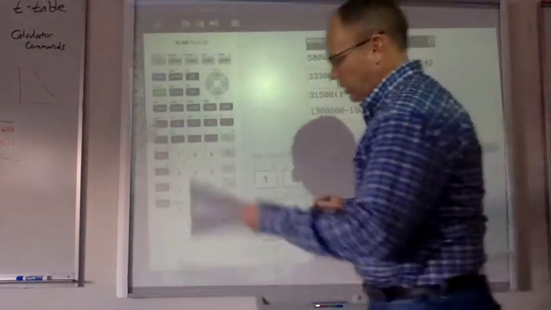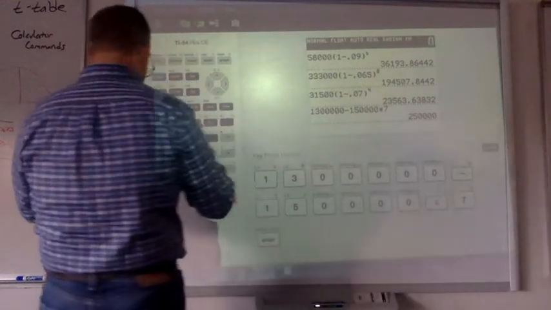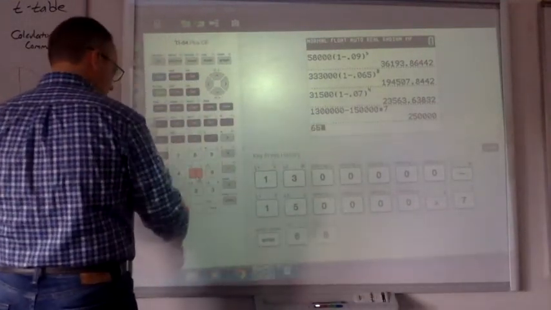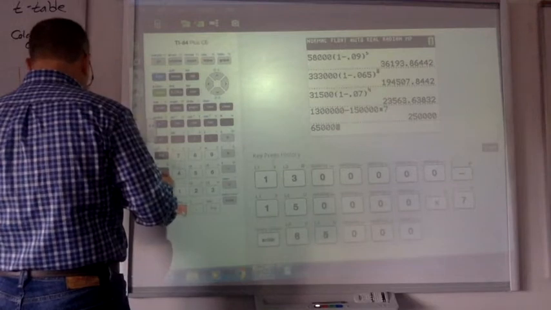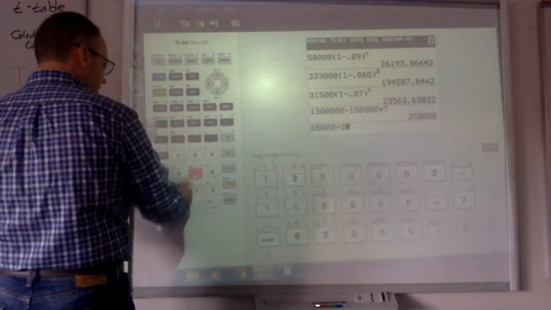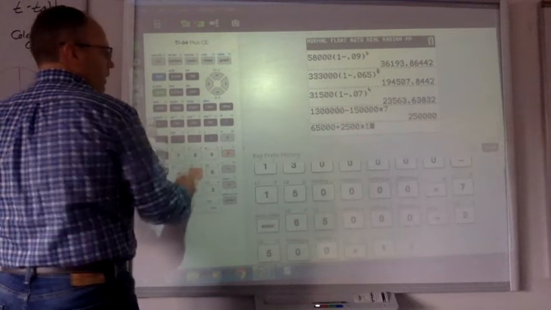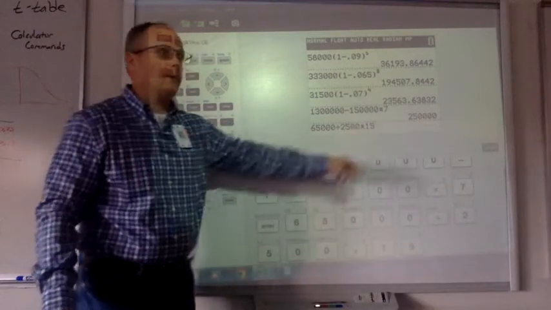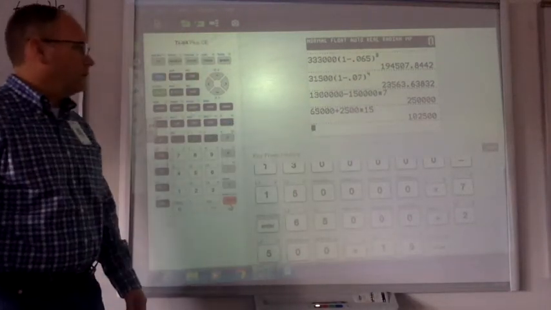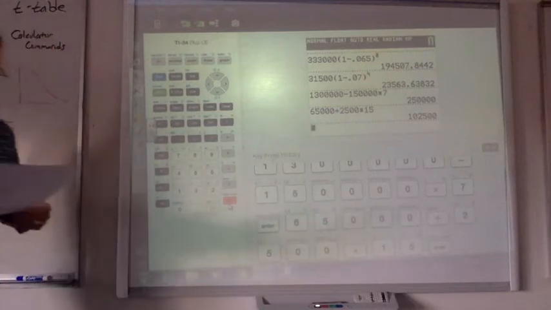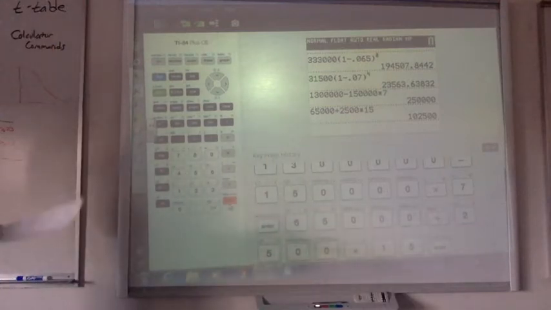Let's see if we can do this. So that's going to give me 65,000 plus 2,500 times 15. And order of operations would say do the multiplication first, right? So hit enter. So it looks like 102,500 people.